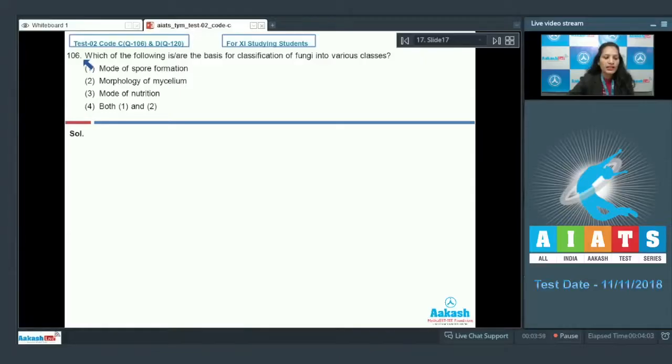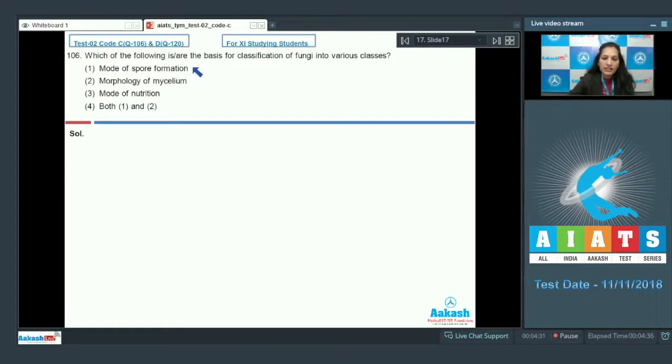Question number 106. Which of the following are the basis of classification of fungi into various classes? You know that fungi have been further divided into 4 classes: phycomycetes, ascomycetes, basidiomycetes and the deuteromycetes, and the division of fungi into various classes is on the basis of: first, mode of spore formation; second, morphology of mycelium; third, mode of nutrition; fourth, both 1 and 2.